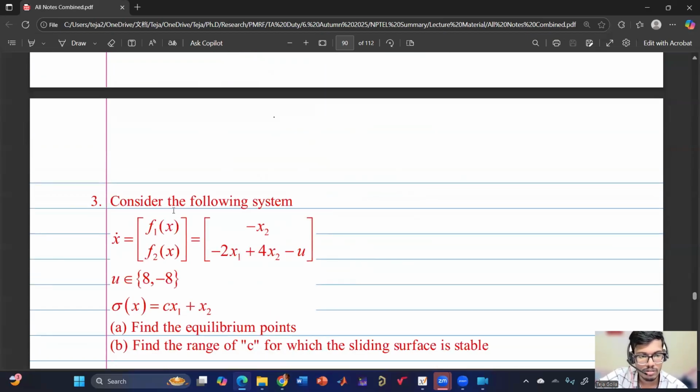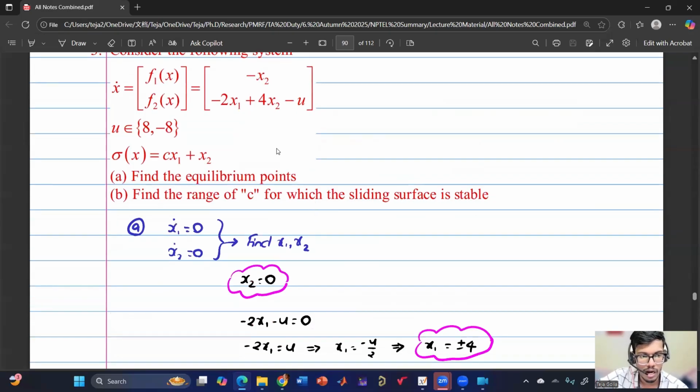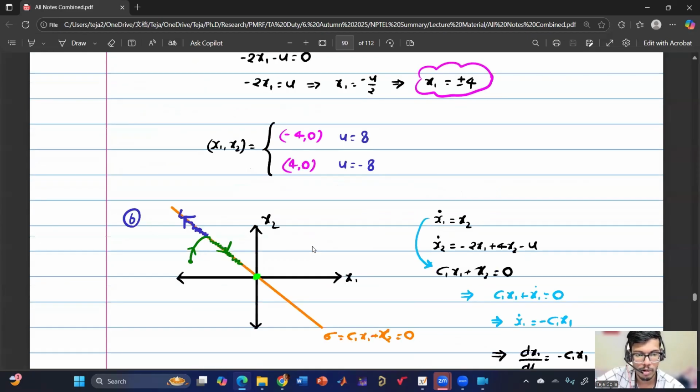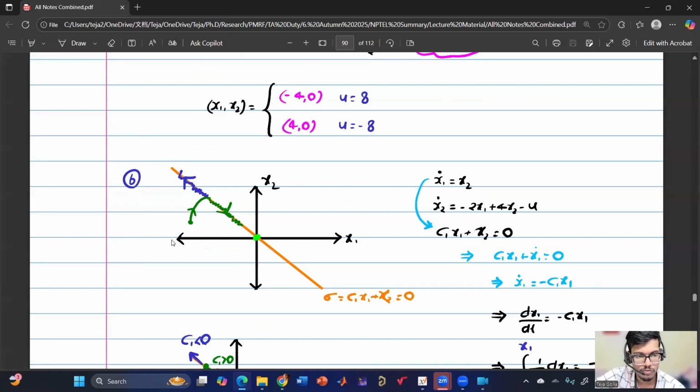Then we have taken one problem, and if u is switching between 8 and minus 8, then the switching surface is this. Then we have asked what are the equilibrium points. So we have to find the equilibrium points, because it is dependent on u. We will get two such equilibrium points. One equilibrium point is minus 4 comma 0, and the other equilibrium point is 4 comma 0.